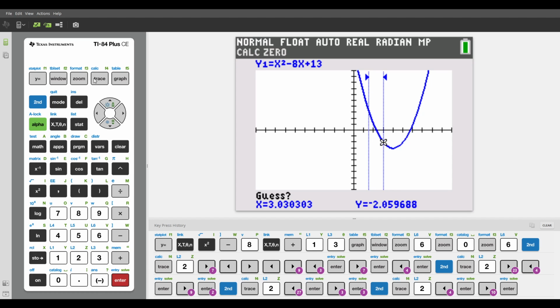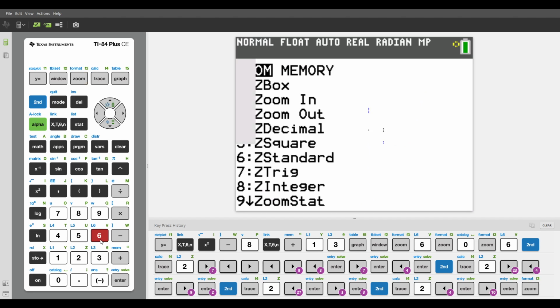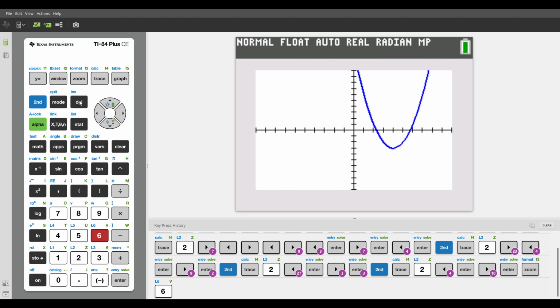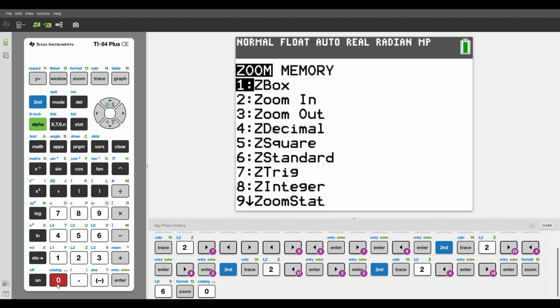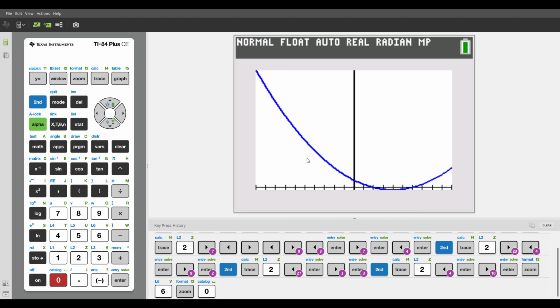The other issue has to do with the window, right? So like I said in the beginning, you might not see your x-intercepts, so you might have to adjust the window. You can do that manually, or you can use the zoom 6, the standard zoom, or you can use the zoom 0, the zoom fit, to make sure that you're seeing all of the important characteristics of the graph.